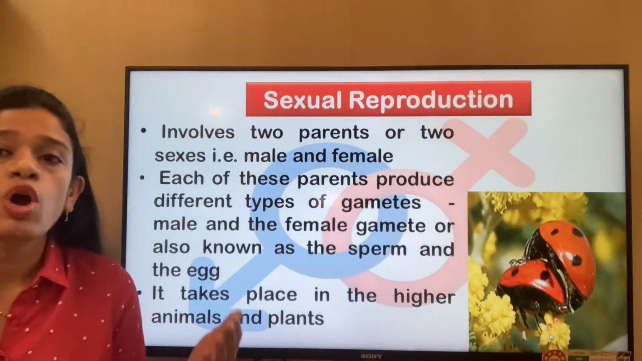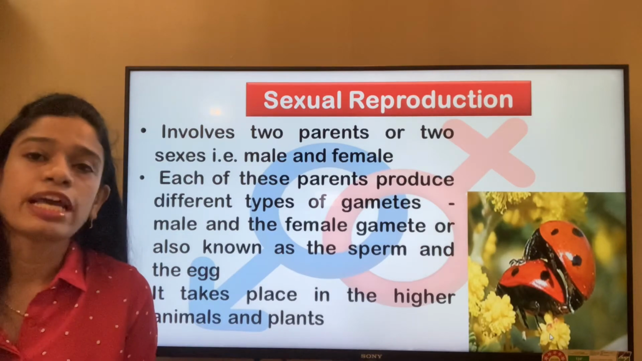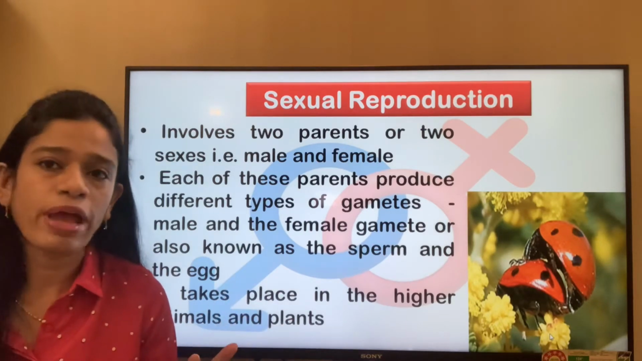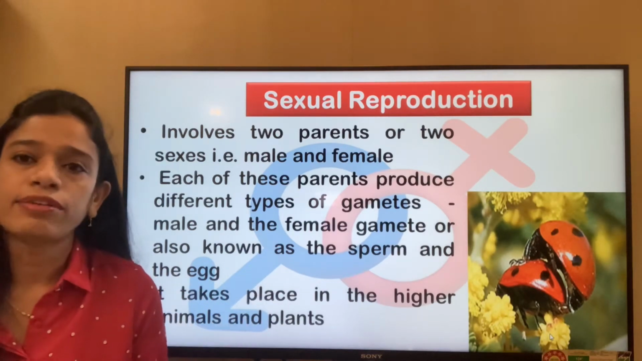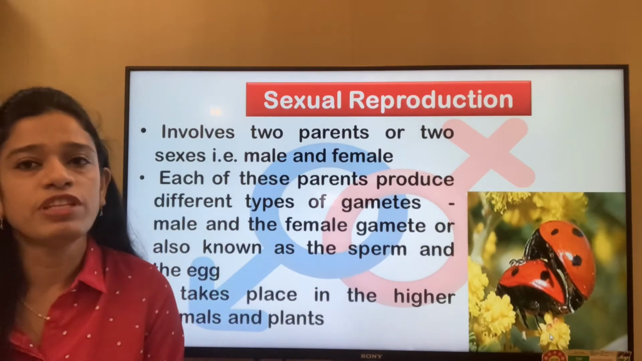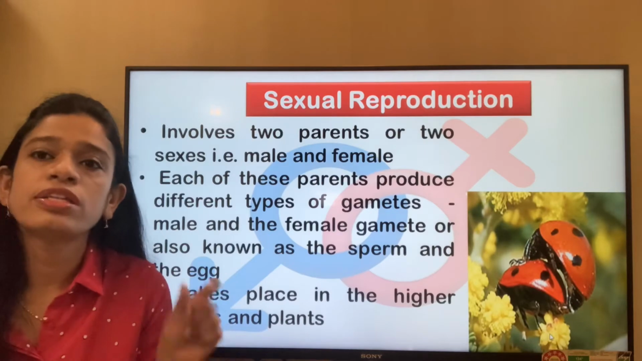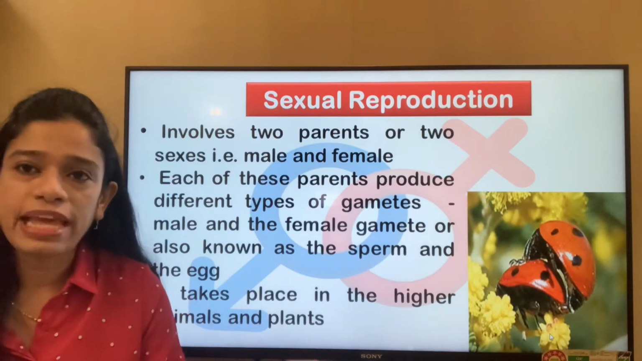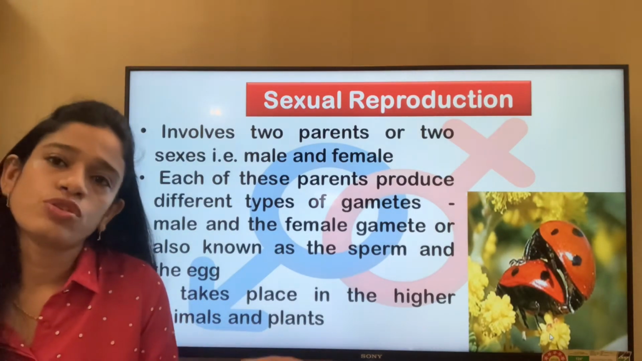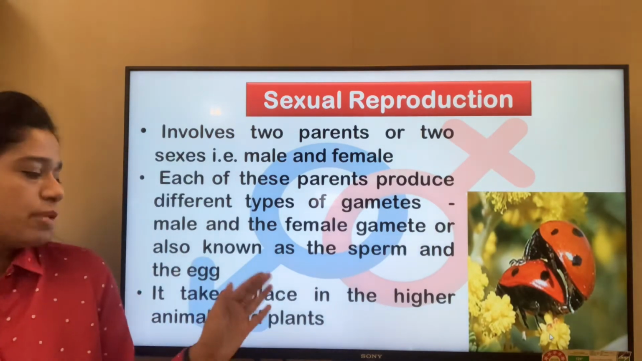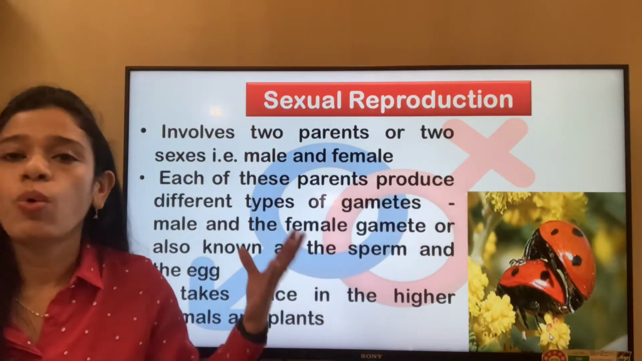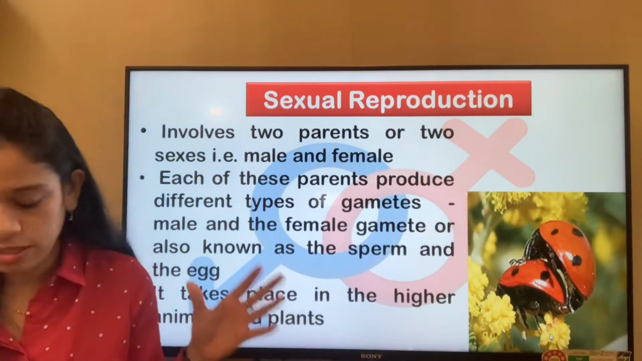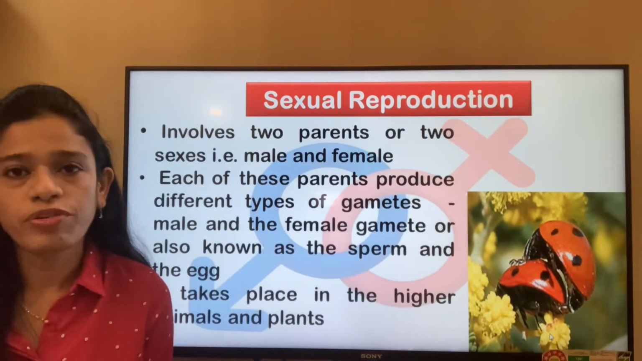We'll talk about what sexual reproduction is. We have understood that sexual reproduction involves two parents, one a male and the other a female, and each of these parents produces a special type of cell called gametes, and they are different from each other. That is the male gamete and the female gamete, also known as sperm and egg. It takes place mostly in the higher plants and animals. These are the special characteristics that are a part of sexual reproduction.